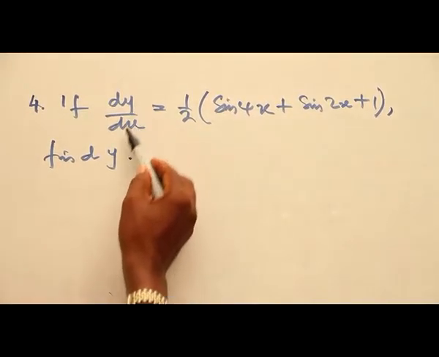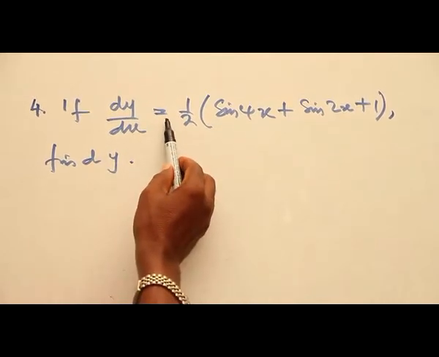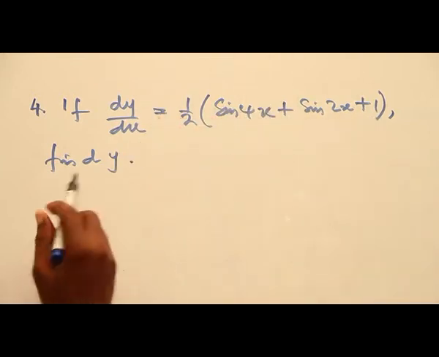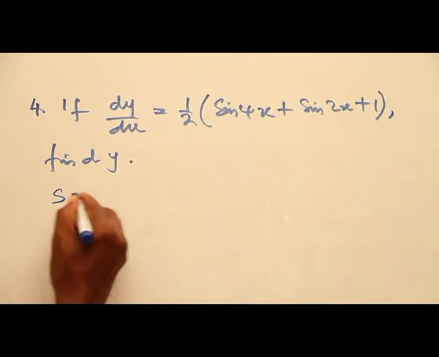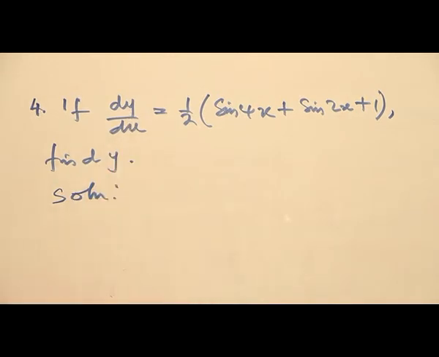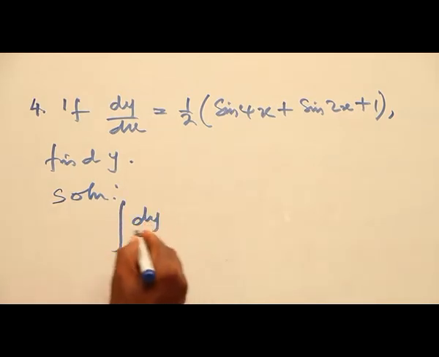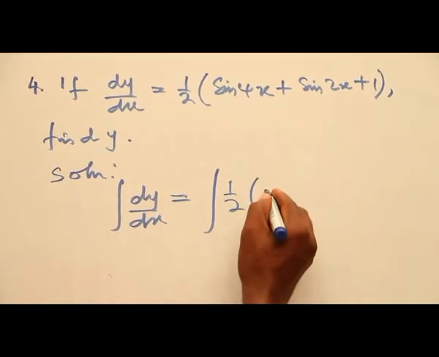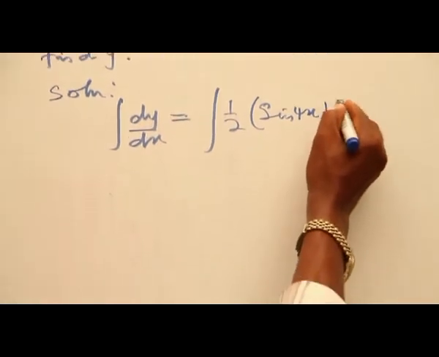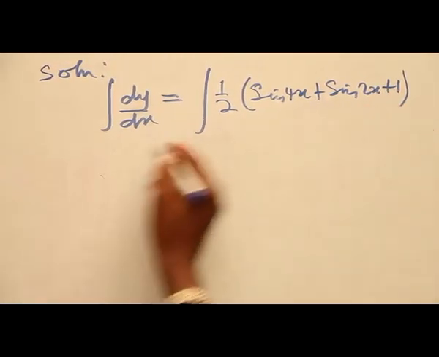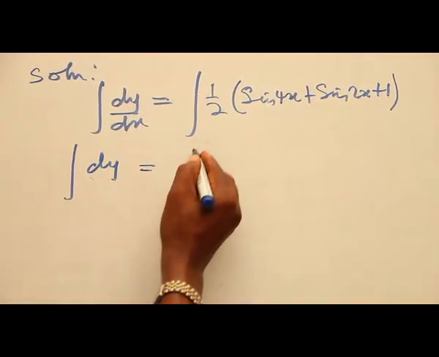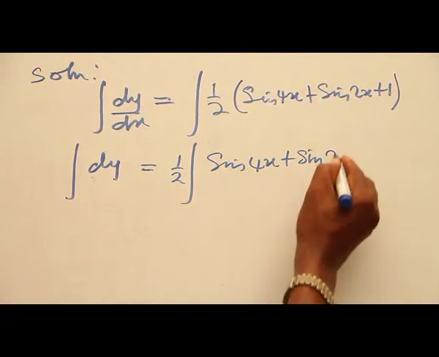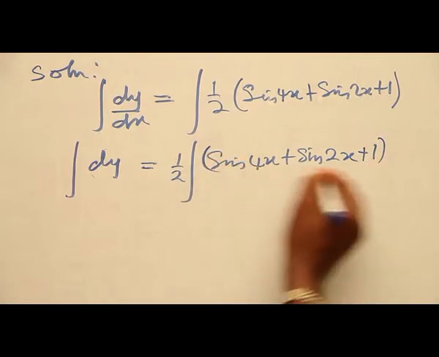Example number 4. If dy over ds, the derivative of a function y, is equal to 1 over 2, that is half, into sin 4s plus sin 2s plus 1. Find y. Solution. For us to find y, remember you are given dy over ds. So you integrate your dy all over ds, and then this will be equal to the integral of half of sin 4s plus sin 2s plus 1. So that the integral of y is equal to half of the integral of sin 4s plus sin 2s then plus 1 ds.